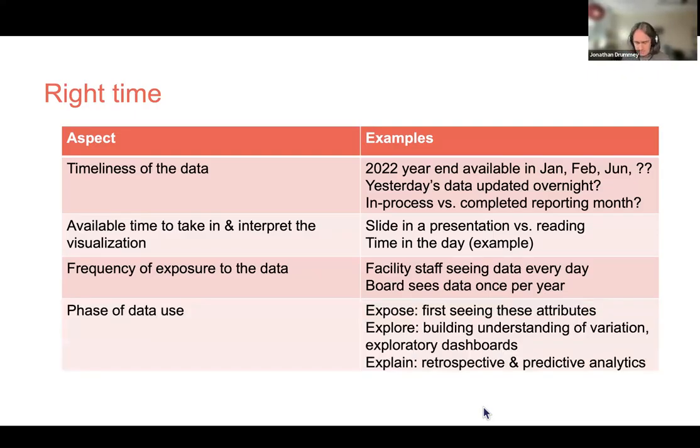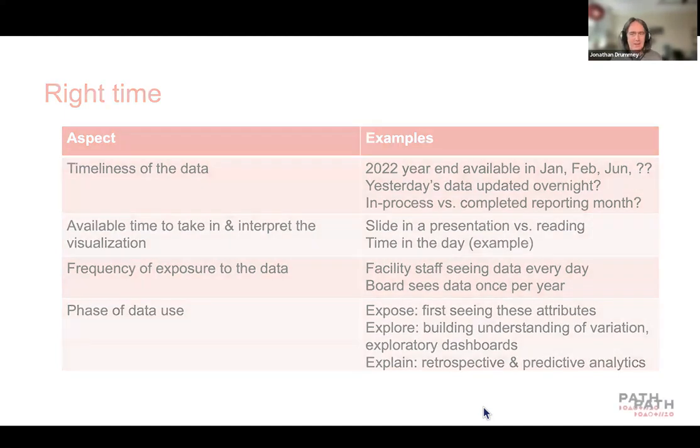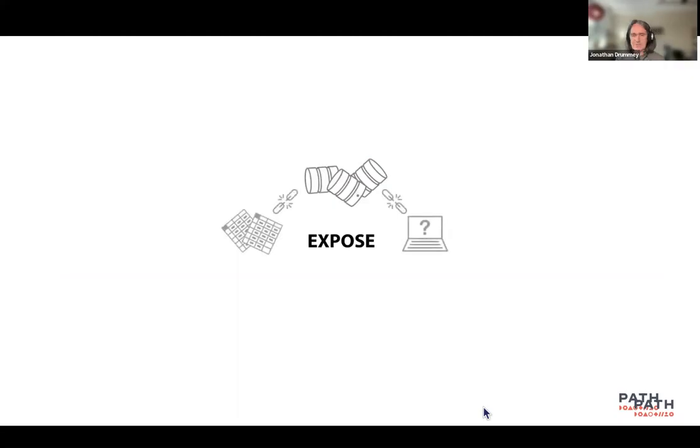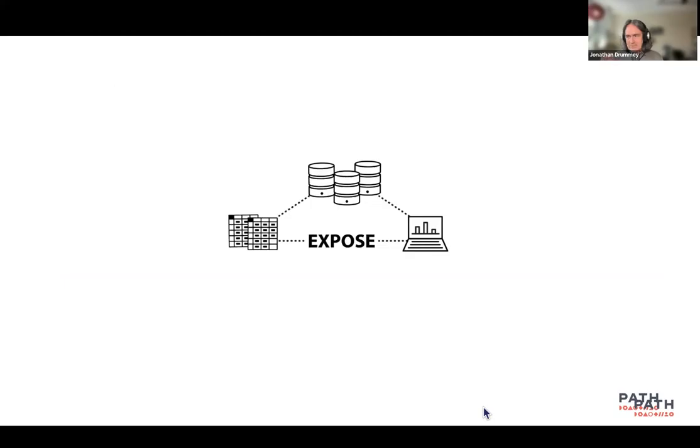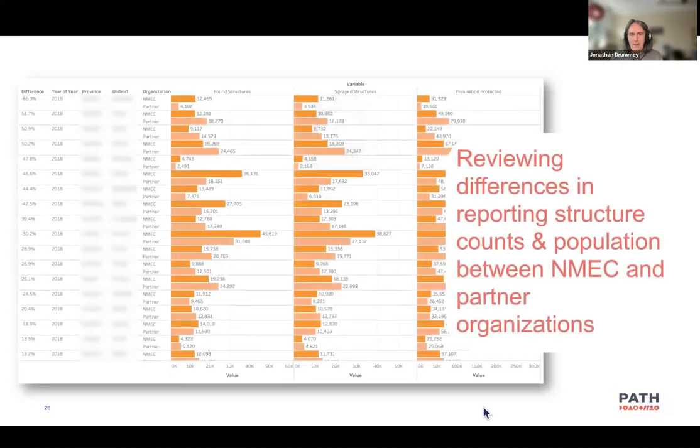And then there's this piece around phase of data use. And I'm just going to jump to some other slides here to explain this. So we think of these three phases of data use. The first phase is expose. And this is where we're first getting our hands on what is in the data, trying to link the data to other data sets, and asking what the quality of the data is and so on. And for that, we can run into some different things.